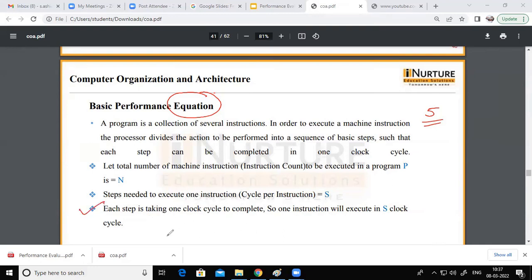Is this particular line clear, students? It is saying that the steps needed to execute one instruction is equal to S, that is nothing but cycles per instruction. Each step is taking one clock cycle to complete, so one instruction will execute in S clock cycles. So S clock cycles it will take for one particular instruction. In the next step it will be clear.